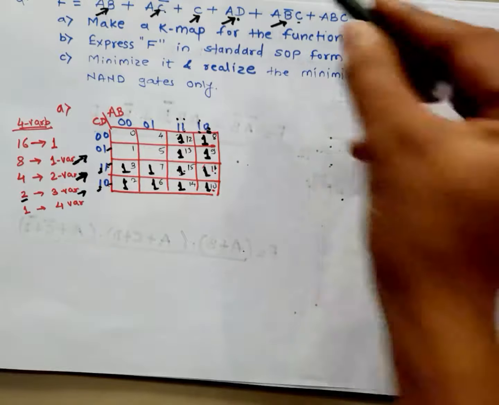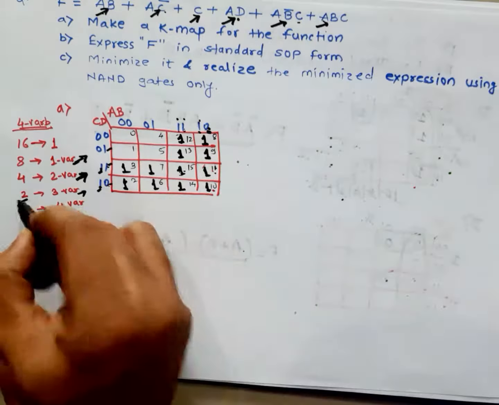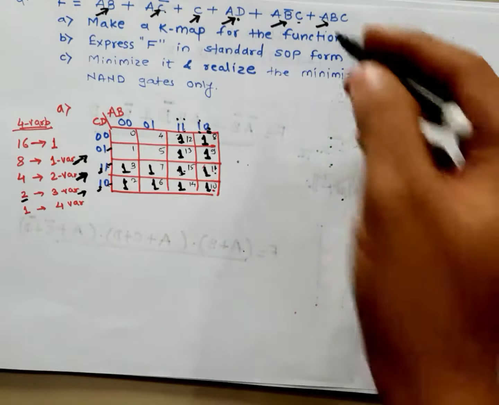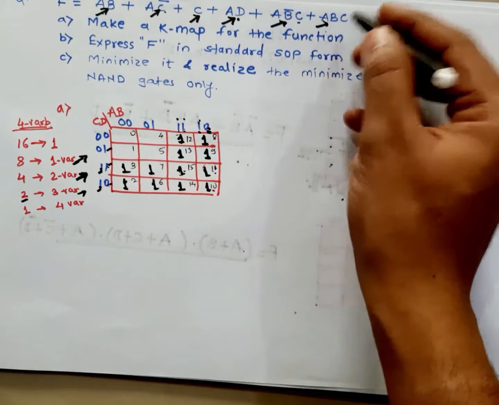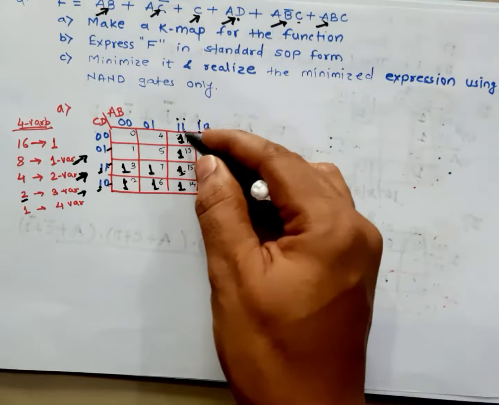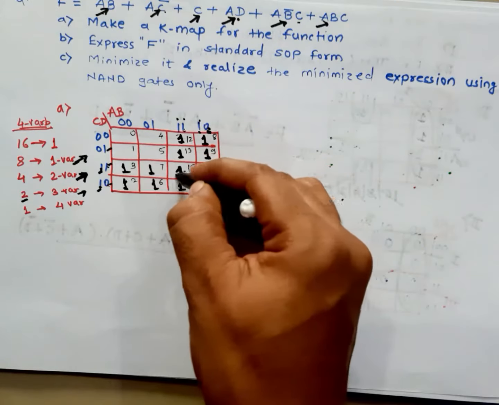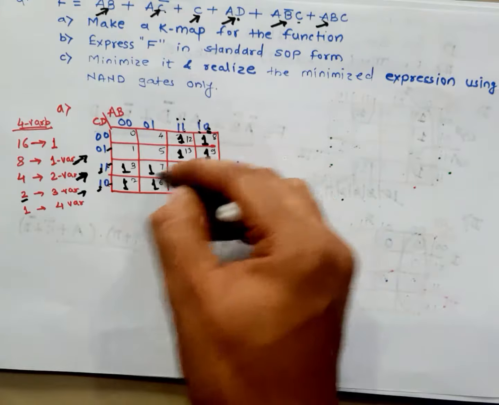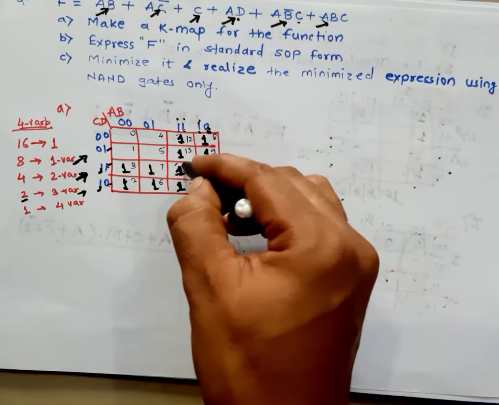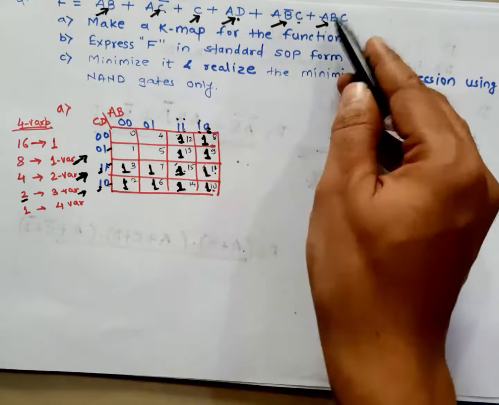Last one, again 3 variables, so you require a group of 2 cells where the value of AB is 1 1 and C is again 1. So this is a group of the cells numbered 15 and 14. If you make a group of these 2 cells, then your answer will be this one.